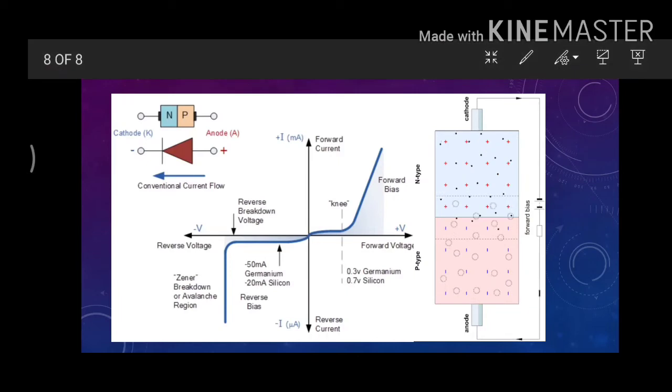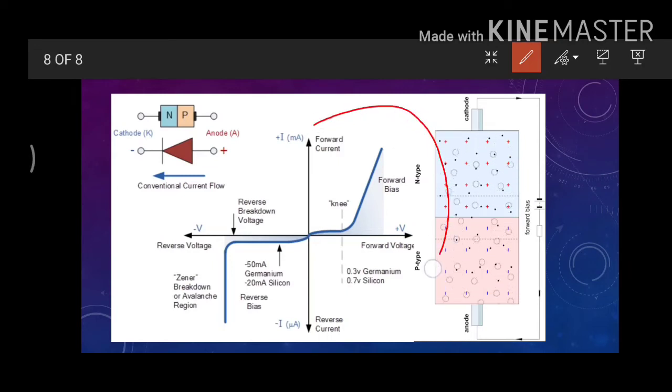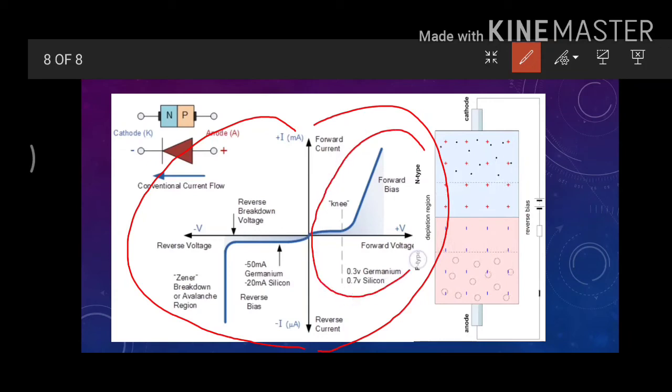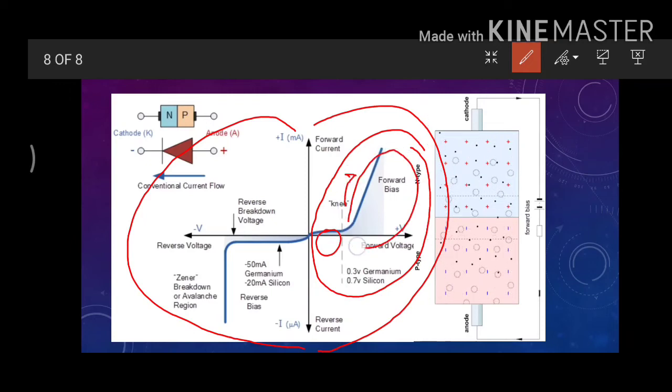So here is the complete graph of the diode. You can see that this region is forward biased, however this region is reverse biased. We have already discussed the forward bias, the minute current and the knee voltage. After the diode attains the knee voltage, the increase of current is exponential, and before that the current increases very slightly because of the electric field of the depletion region.